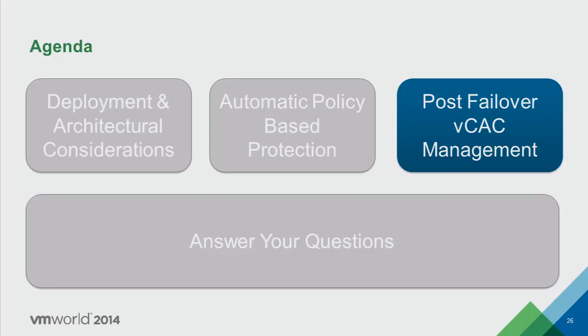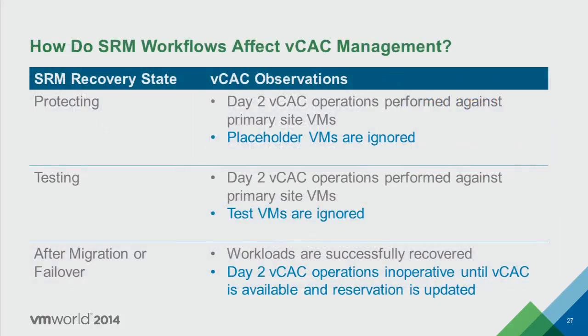But there's going to come a point where, if you do have a failure and you move the workloads to the other side, you're going to have to start to think about whether any of that nice configuration has now been affected slightly by the fact that the virtual machine's moved. So the first thing we want to look at is, how does the SRM workflow affect the VCAC management piece?